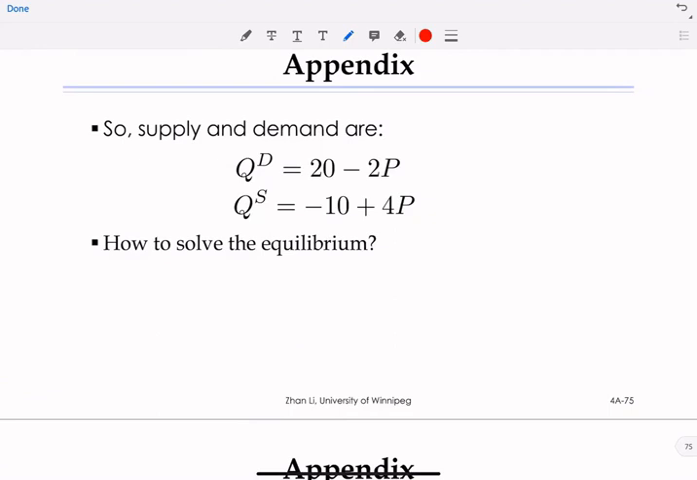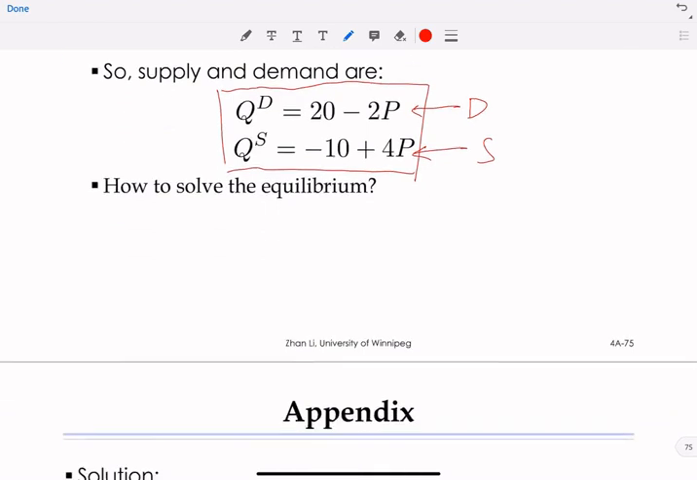Okay, now we have these two equations. The first equation gives us the demand curve. The second equation gives us the supply curve. So our question is, how do we solve the equilibrium? Here, solving the equilibrium means finding the equilibrium price and the equilibrium quantity, right?